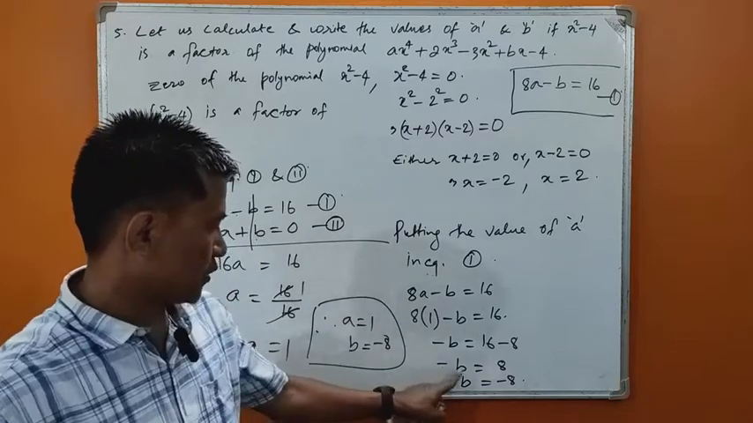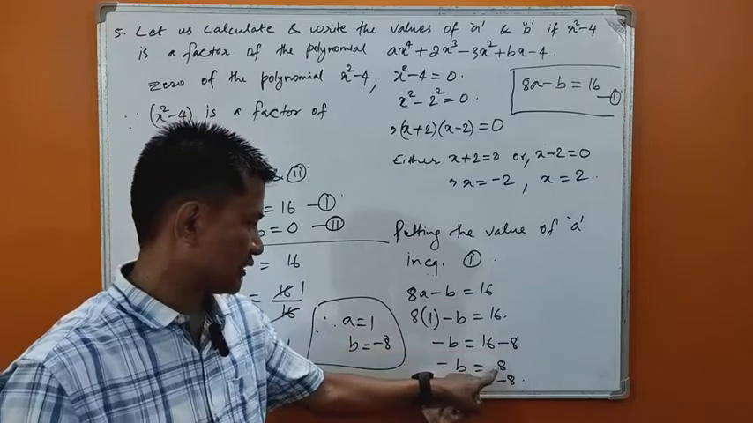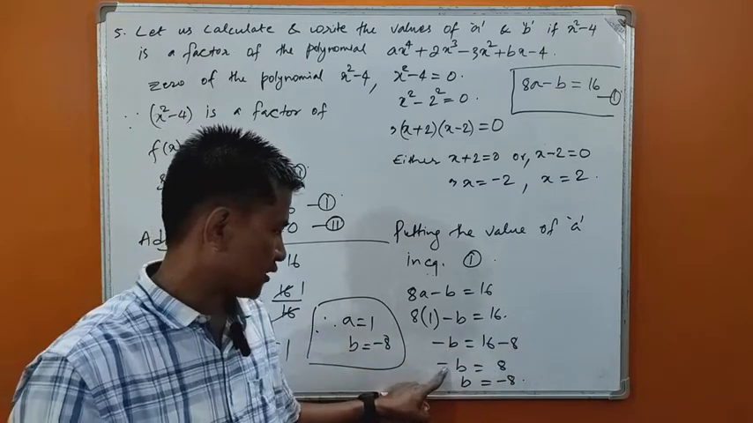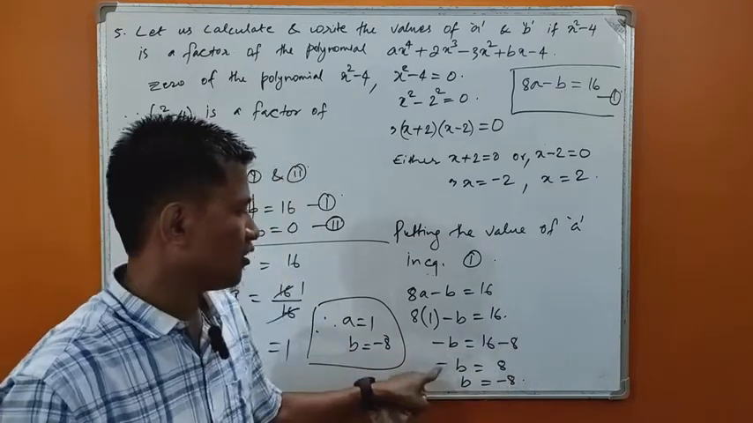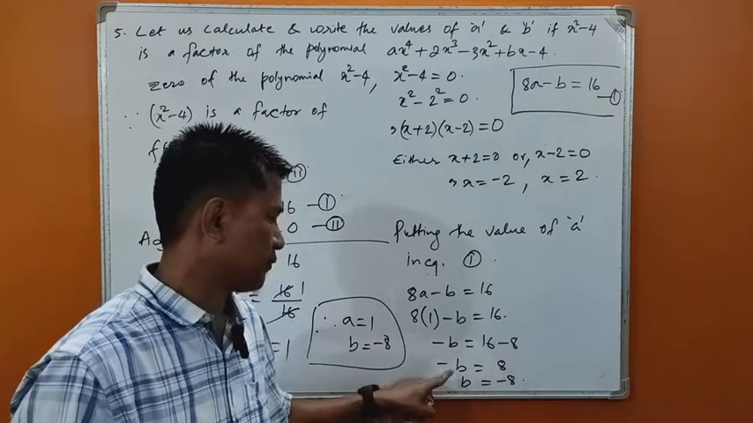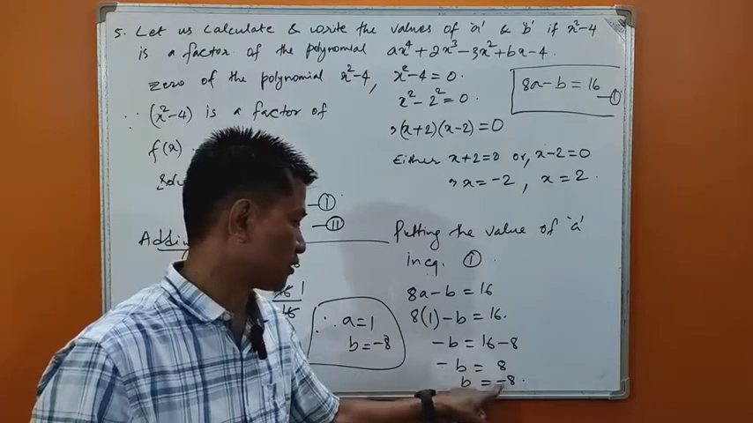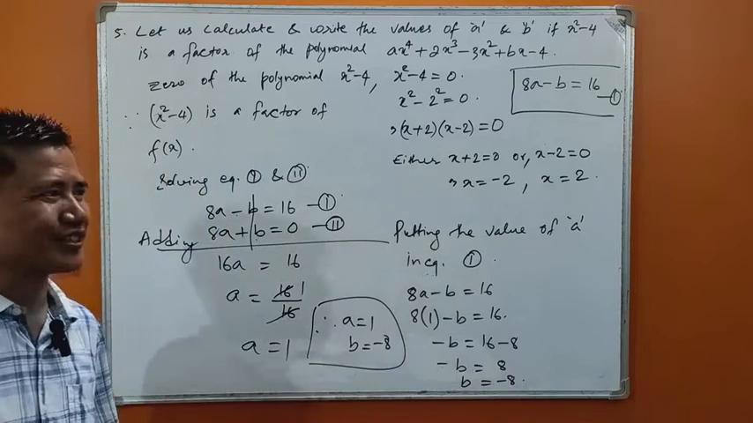We have minus b equals 8, 16 minus 8 is 8. Now we take this minus sign to the right hand side, minus 8. Or multiplying both sides by minus: minus into minus is plus and minus into plus is minus. Okay, I hope you understood this.